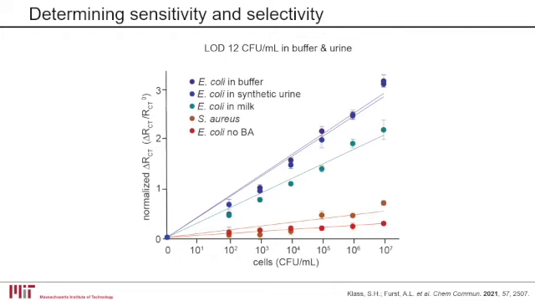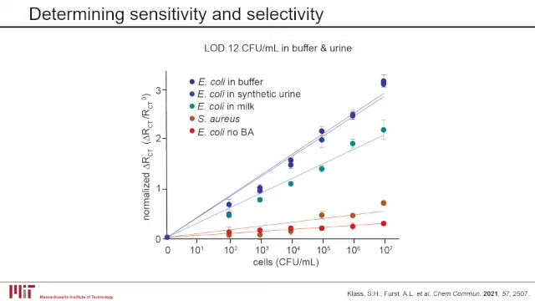Additionally, if we add E. coli to milk, which is often very challenging to detect from because of the number of proteins present, we still maintain our ability to detect this over several orders of magnitude. And as we would expect for Staph aureus and for unlabeled E. coli, we see no background signal.